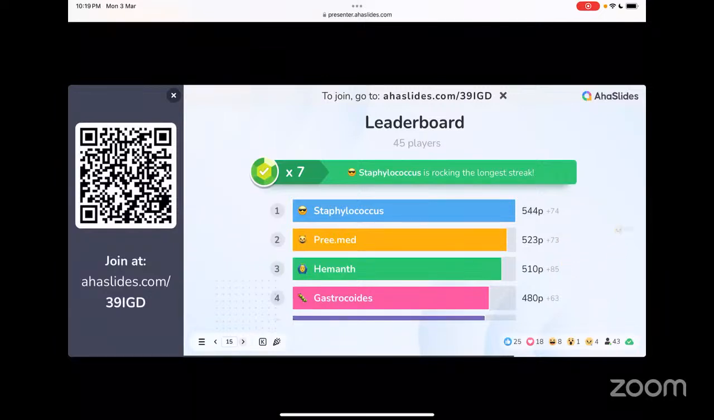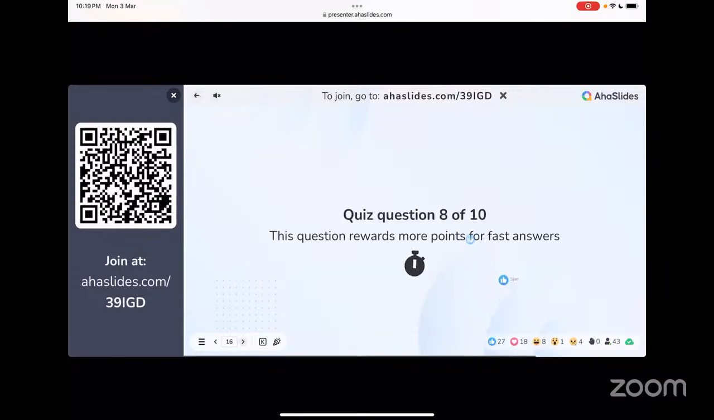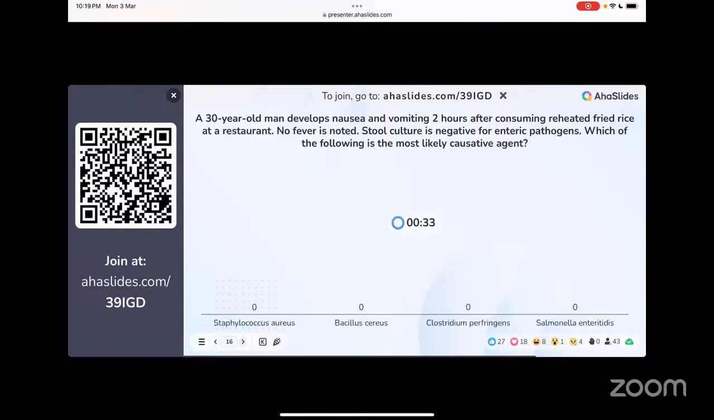Right, so not much changes. We still have Staphylococcus with the longest streak as well. Moving on to your third last question. A 30-year-old man develops nausea and vomiting 2 hours after consuming reheated fried rice at a restaurant. No fever is noted. Stool culture is negative for enteric pathogens. Which of the following is the most likely causative agent?